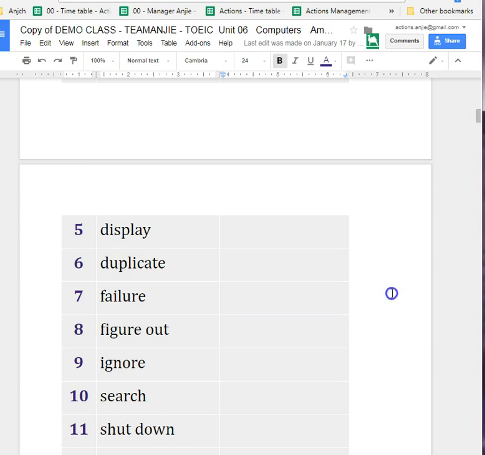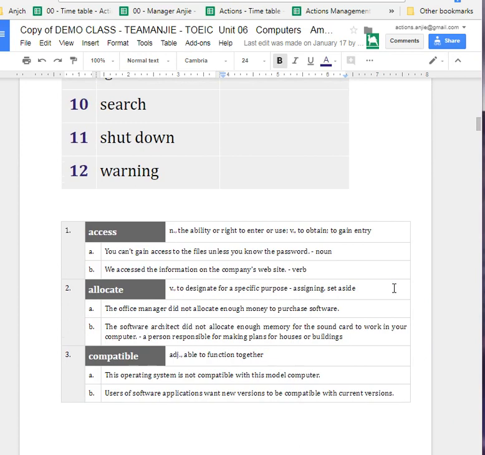For the first word, access, for noun, it is the ability or right to enter or use. And for verb, it is to obtain or to gain entry. An example for noun is you can't gain access to the files unless you know the password. And an example for verb is we access the information of the company's website.